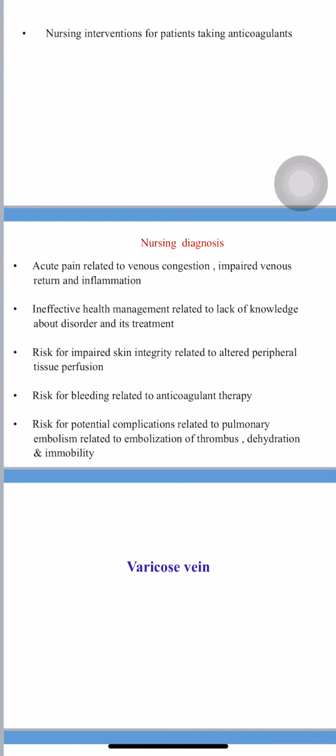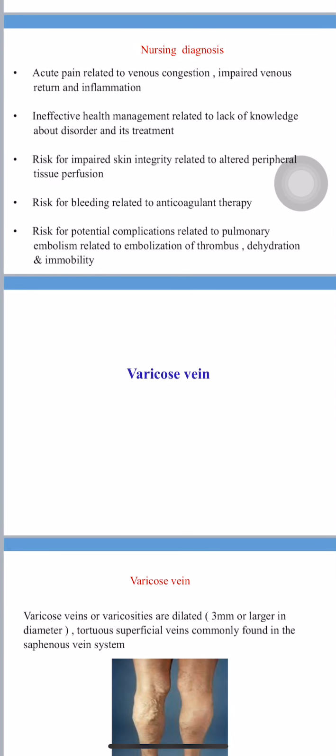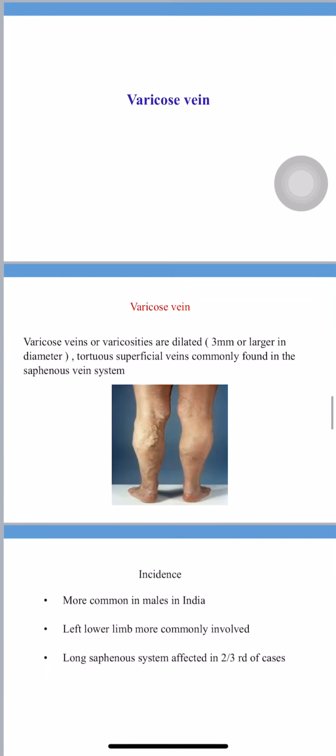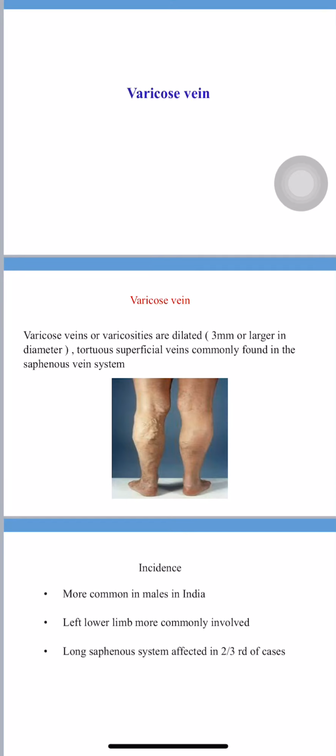Next we will move on to another disorder, one of the common and most familiar disorders of the vein, that is varicose vein. So what is varicose vein? Varicose veins, or varicosities, are dilated, tortuous superficial veins commonly found in the subvenous system.